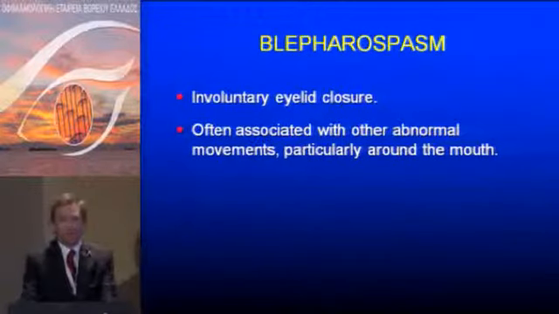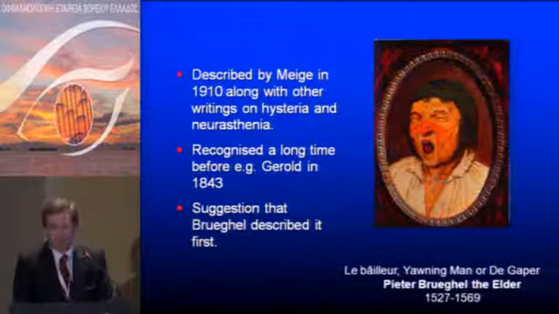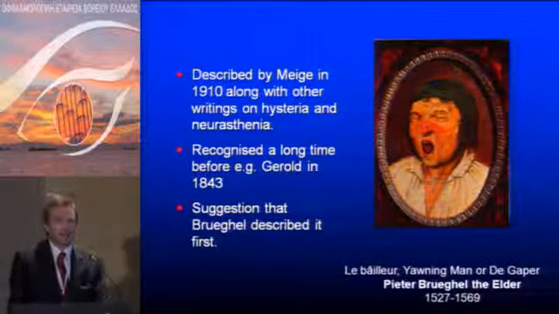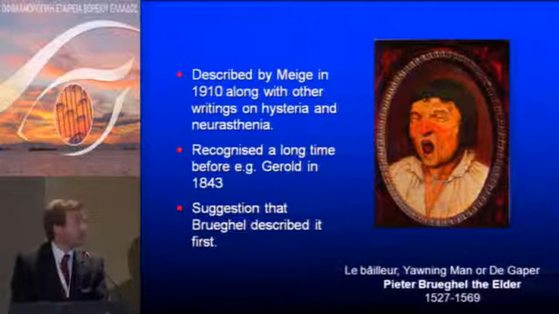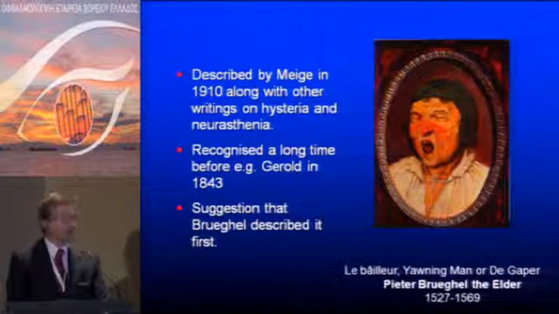Blepharospasm is essentially involuntary eyelid closure, but it's often associated with other abnormal movements, particularly around the mouth. And although the classic description in the textbooks is from 1910 by Meige, it's such a characteristic disorder, it must be known about since the earliest of times.